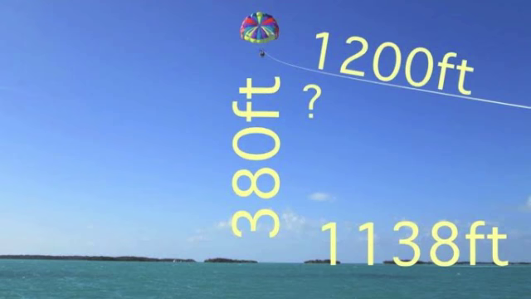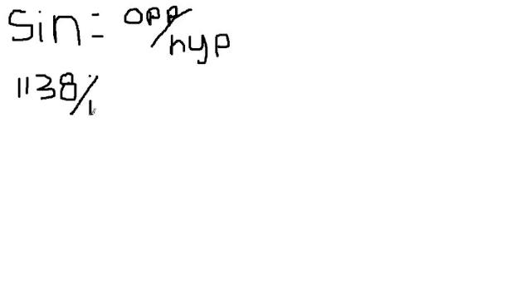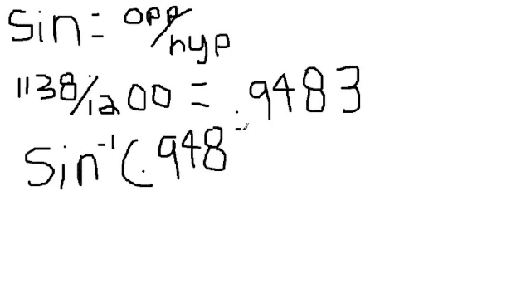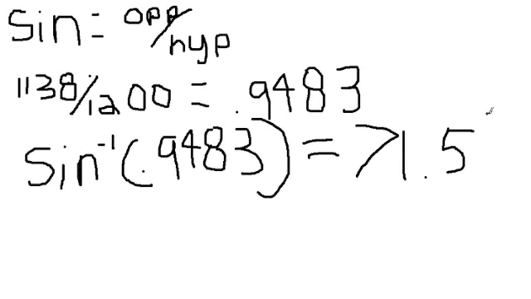Based on the information given, what angle is the parasail at with the water? To find this, you need to use sine, which equals opposite length over hypotenuse. Plug in the correct lengths and simplify. The result is 71.5 degrees.